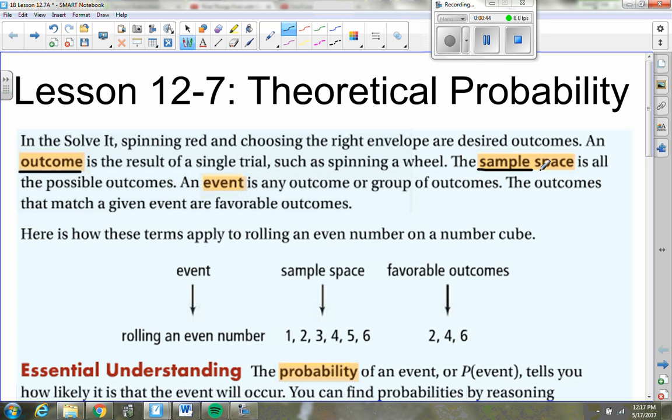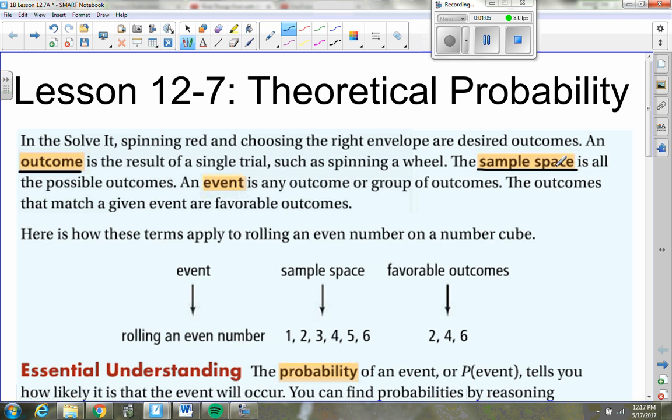When we have something like rolling a dice or flipping a coin, we have a sample space, which is just a list of all possible outcomes. So for example, if you roll a dice, your sample space would be 1, 2, 3, 4, 5, 6. Those are the 6 outcomes you could get when you roll the dice. There's nothing else that could happen besides those 6 things.